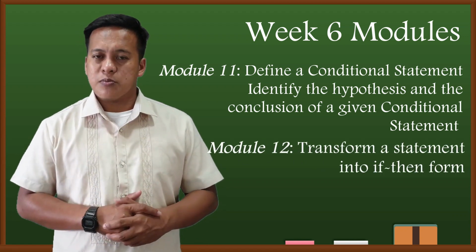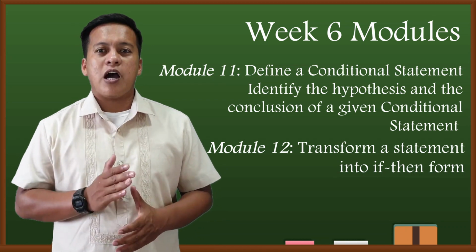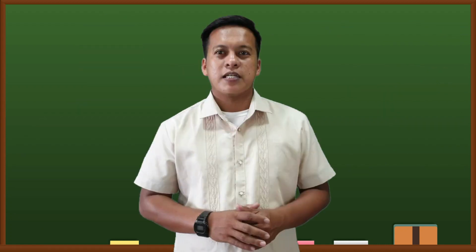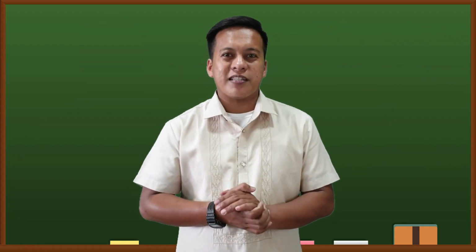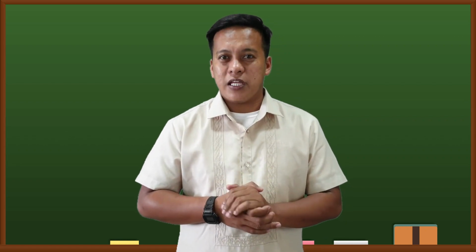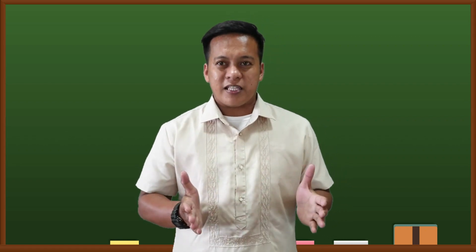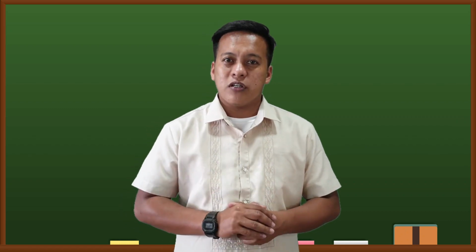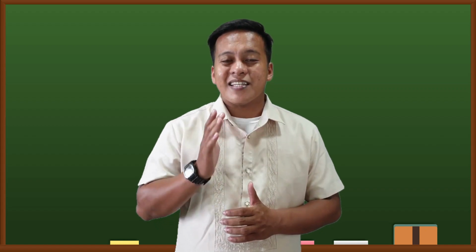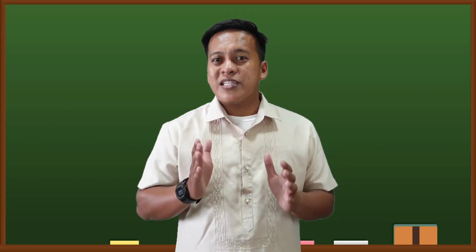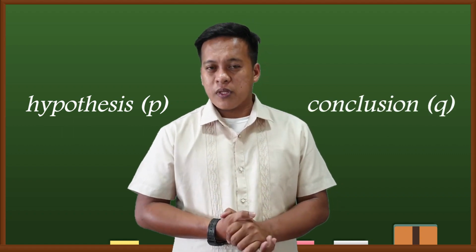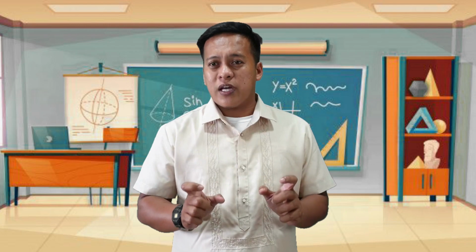Further, in week 6, module 12, you've learned how to transform a statement into if-then form. The learning situations and practice exercises help you be more familiar with how if-then statements are formed. That is by adding words to complete the thought of a statement after identifying the subject and the predicate of the sentence in declarative form, where we generate our hypothesis P and conclusion Q. Now, let us explore together the third one.